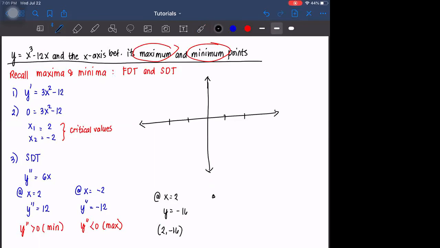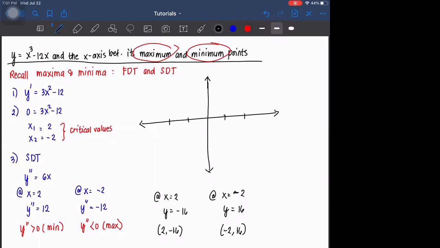And how about if it's negative 2? Y equals negative 8 plus 24? 16. Negative 12 times negative 2 is positive 24. Minus 8 is positive 16. So, negative 2, 16.